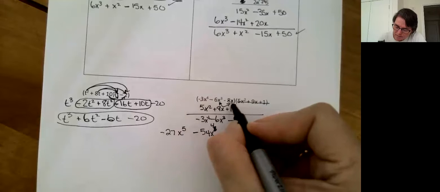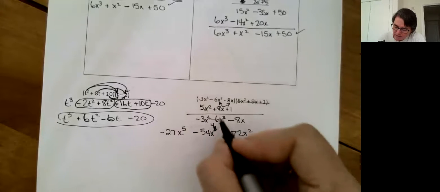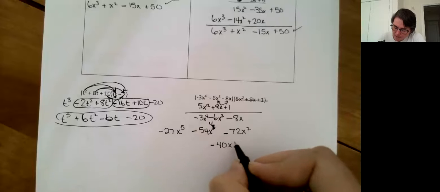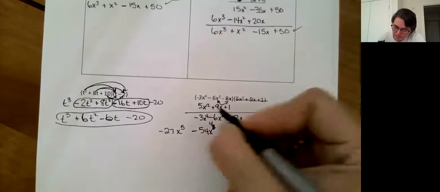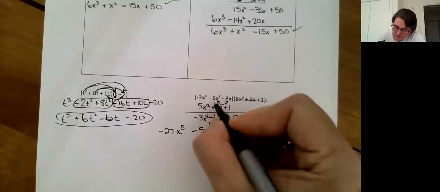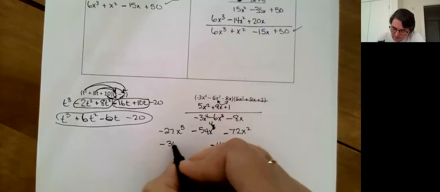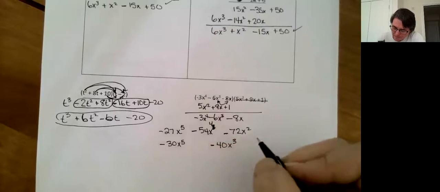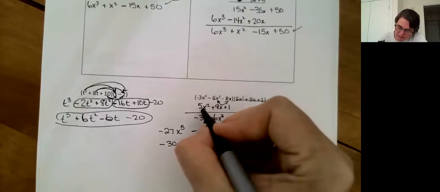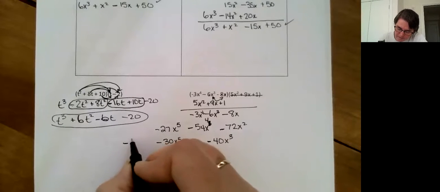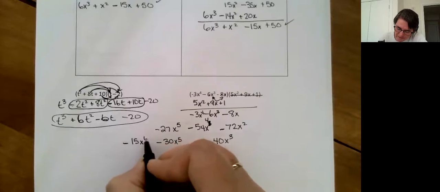Now, 5x squared times negative 8x. That's going to give me minus 40x cubed. And 5x squared times minus 6x cubed is going to be minus 30x to the 5th. And 5x squared times minus 3x to the fourth is going to give me minus 15x to the 6th.